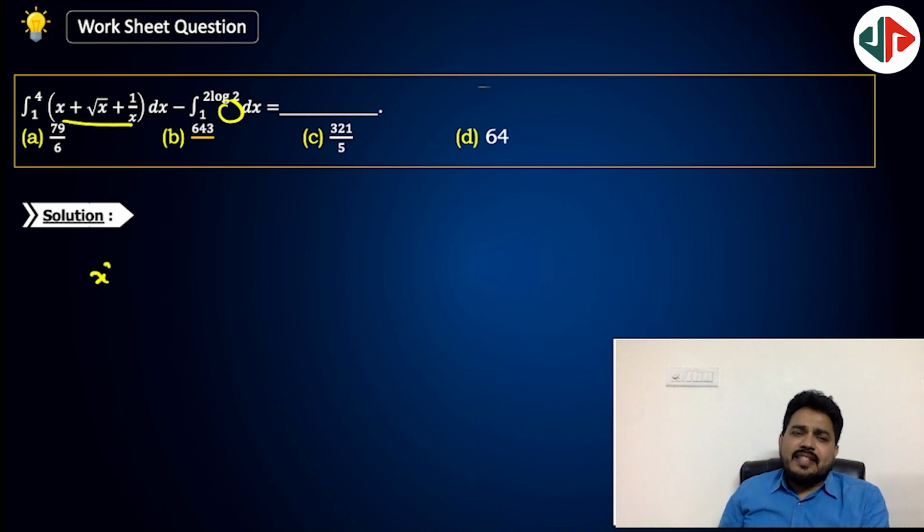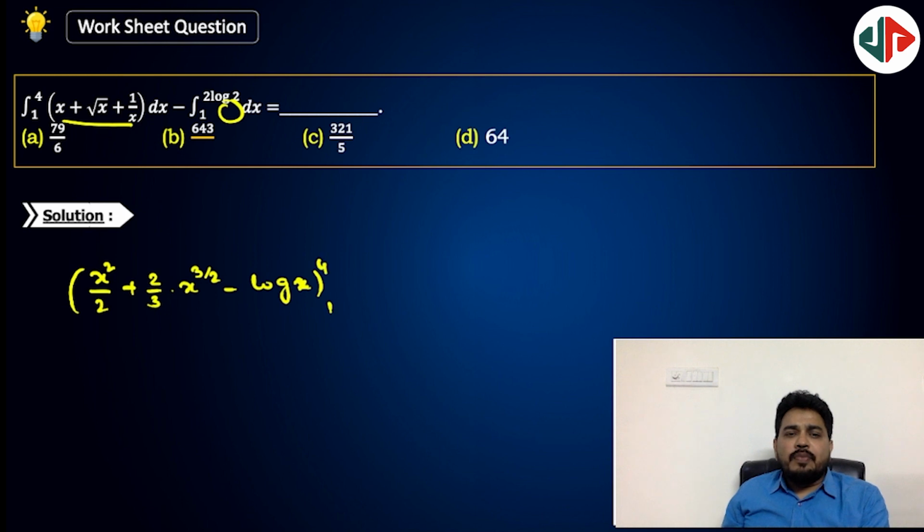Integral x is x square by 2 and integral root x is x to the power of 1 by 2, which is 2 by 3 into x to the power 3 by 2, minus log 2 minus log x, with the limits 1 to 4, minus integral dx is x only. So yes, x with the limit 2 log 2 is simply log 4 base 1 and here it is plus. This is 1 by x only plus.